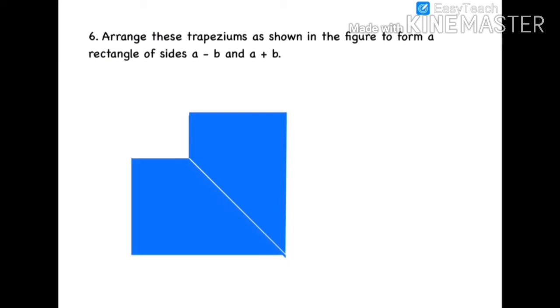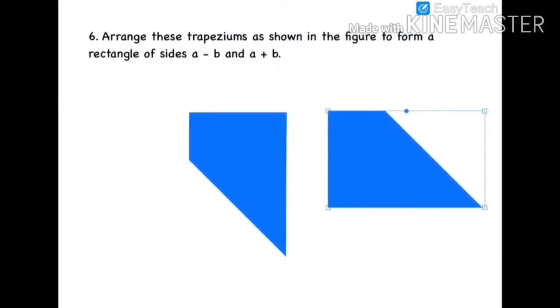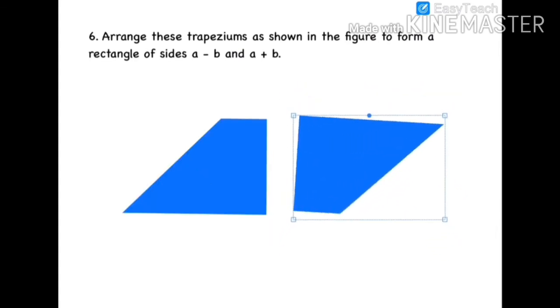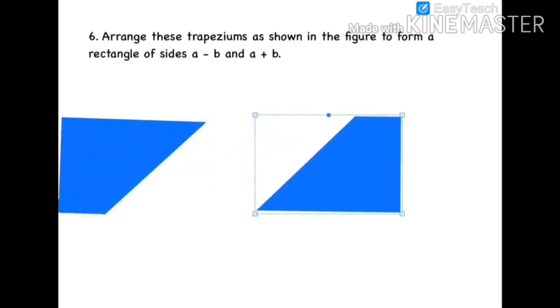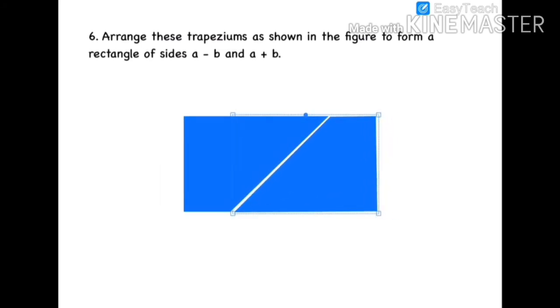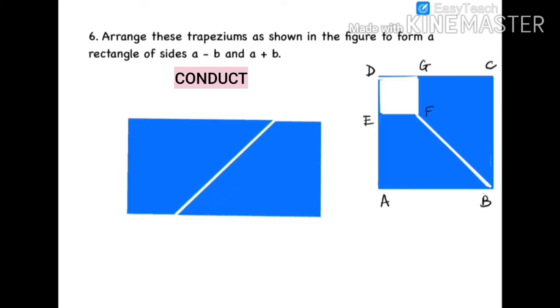Now the last step of this activity is to arrange these trapeziums so that we get a rectangle. So let's arrange these trapeziums. The cutouts of these two trapeziums are going to be identical. So you have to flip it over and rotate in order to get a rectangle. We will now find the length and breadth of this rectangle. In order to do that, let's compare this rectangle with the original figure and mark its vertices.